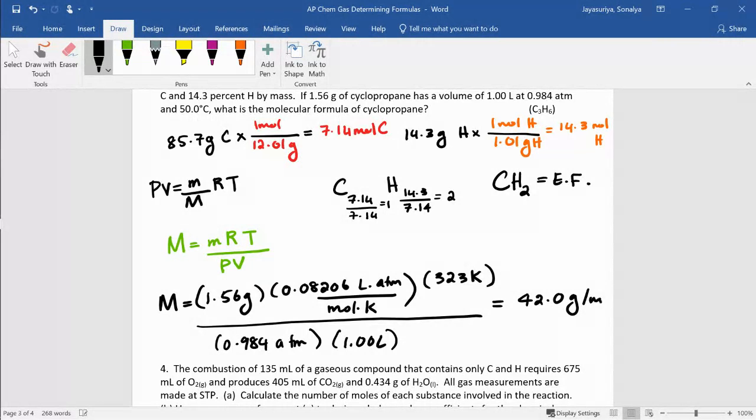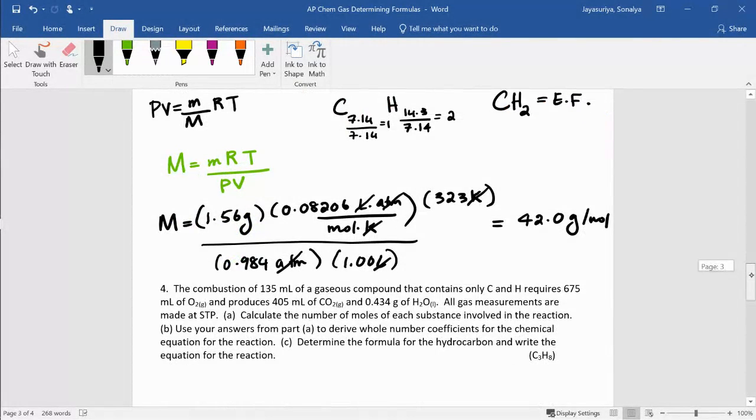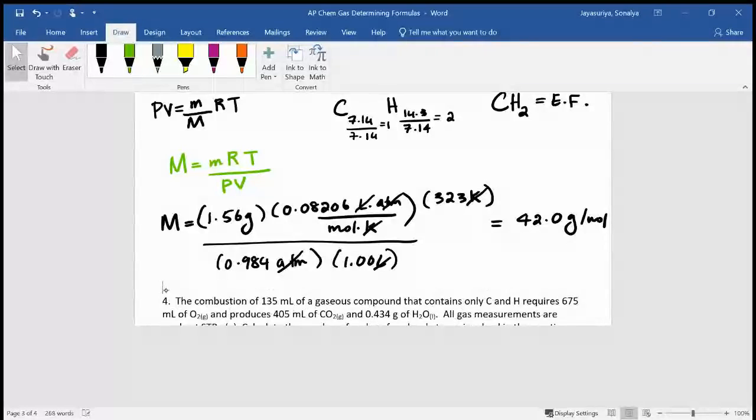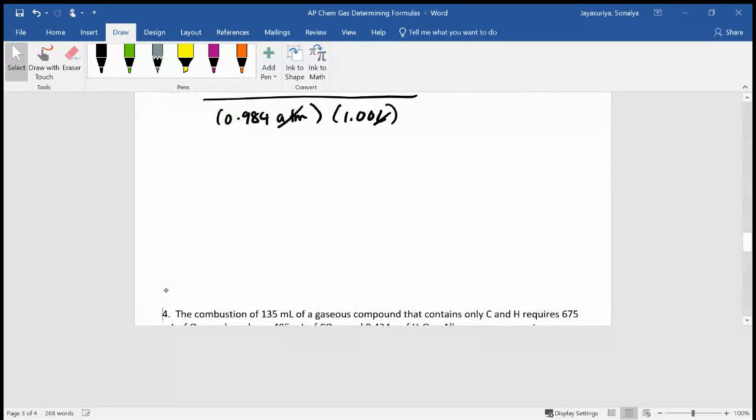42.0 grams per mole. You'll notice that all the units cancel out other than moles and grams. Atmospheres cancel out, Kelvin cancel out, liters cancel out, leaving you with grams per mole, which is the units for molar mass. So that's kind of satisfying. Let me just get some more space here.